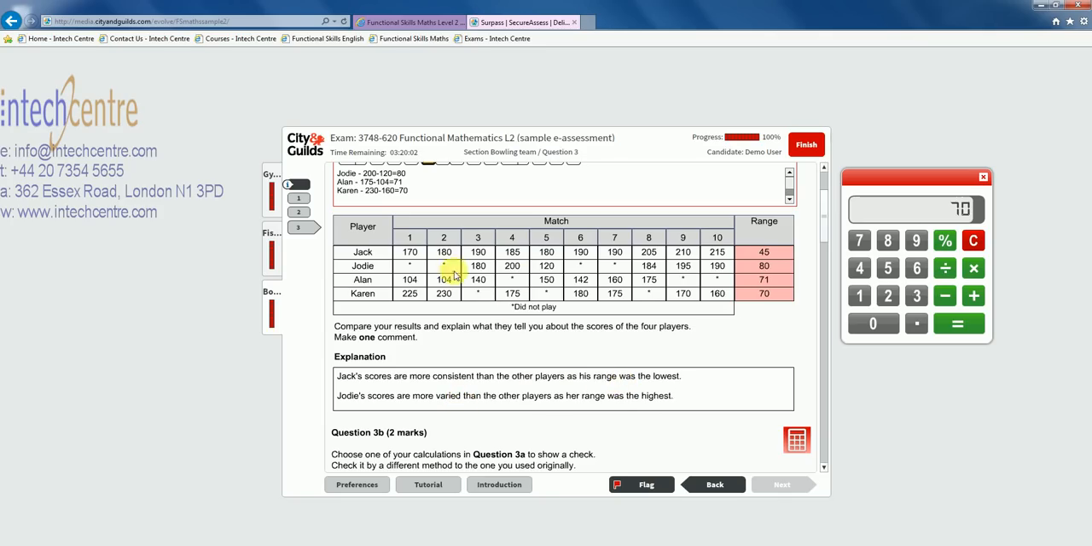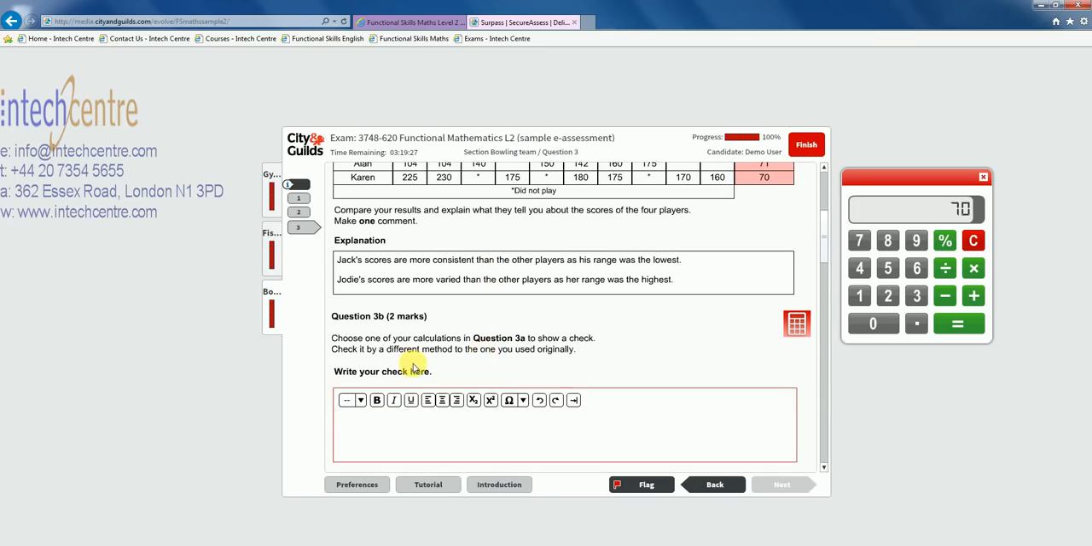As you can see, Jodie, her lowest score was 120 and her highest score was 200. So there's a very big difference between her lowest and highest score. Whereas Jack, it's always between 170 and 215. I mean, it's quite similar. The range, as you can see, is only 45, whereas compared to 80, the 200 and 120 is a bigger difference. So it's comparing the results. So make sure you read the question and actually give an answer that answers the question.